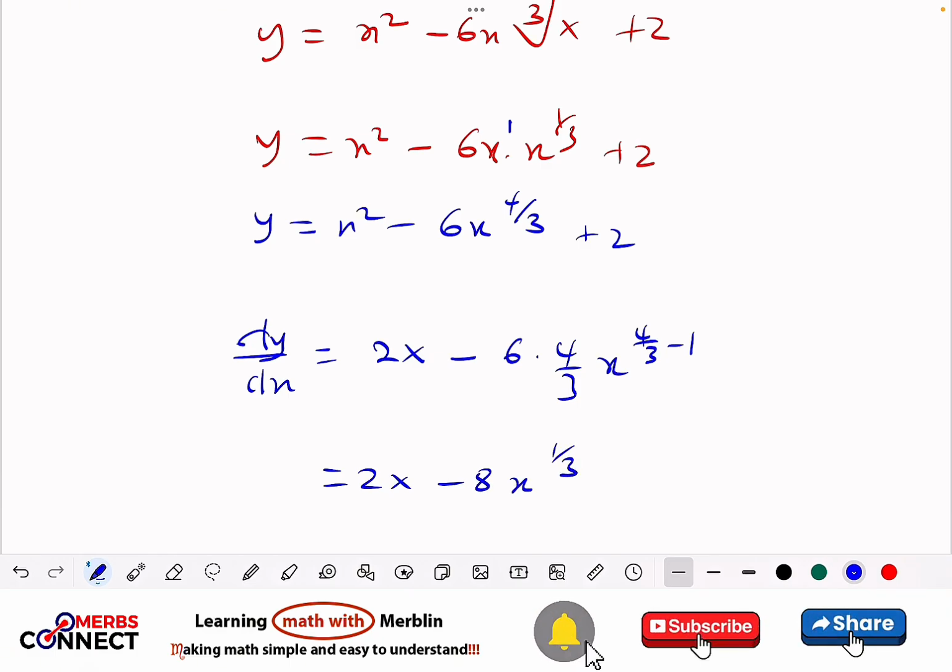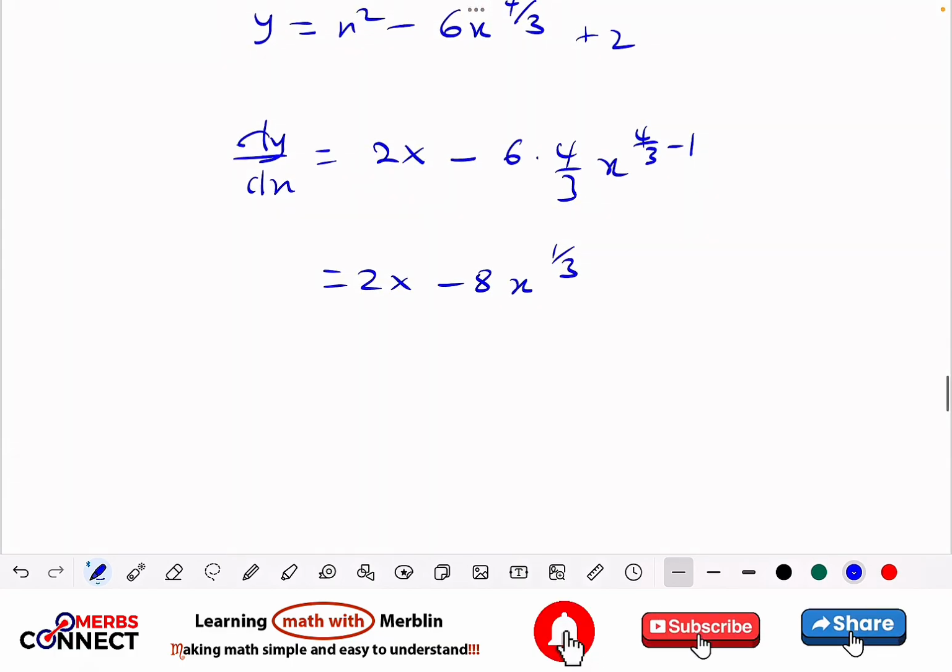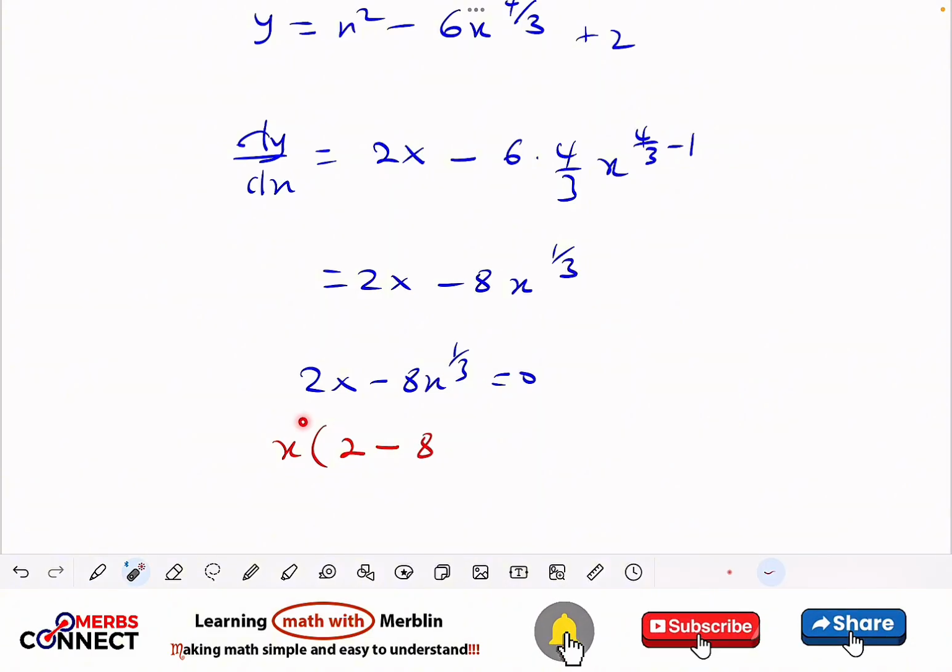So this is what I'm going to get. Let's try and set this one to 0, right? So 2x minus 8x^(1/3) is equal to 0. Here I can factor x out and have 2 minus 8. When I factor x out, this is to the power 1, so I need to subtract 1. And this is going to give us x to the power minus 2/3, which is equal to 0.